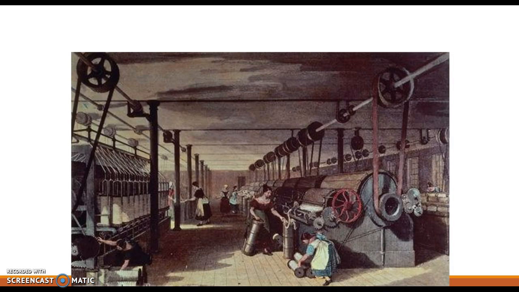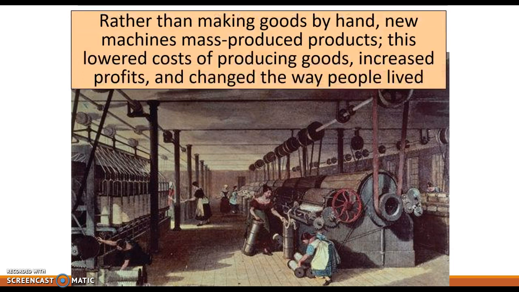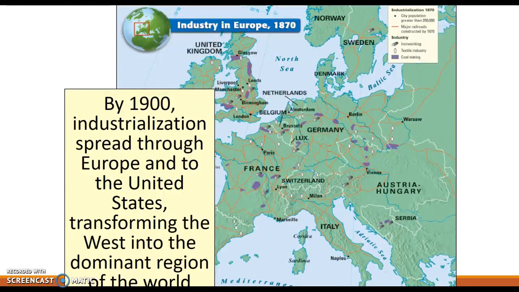So let's get started with the Industrial Revolution, okay? What is the Industrial Revolution? It's really quite simple, my friends. Rather than making goods by hand, we're going to have machines that can mass produce our products. And this is going to lower the cost of producing goods, increase profits, and drastically change the way that people live. You guys did this through the urban game, right? So you got to see a little bit of what ends up happening with urbanization and some of the consequences thereof, okay? By 1900, industrialization really spreads through Europe and the United States, and it transforms the West into the dominant region in the world.